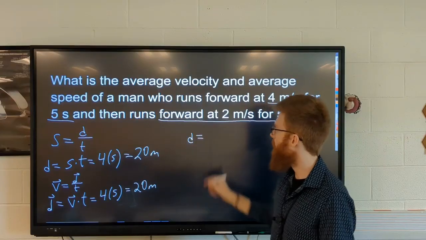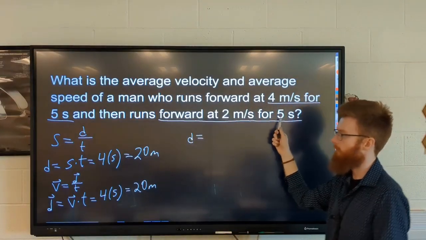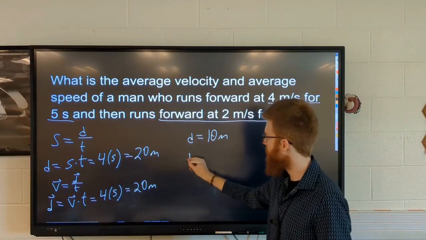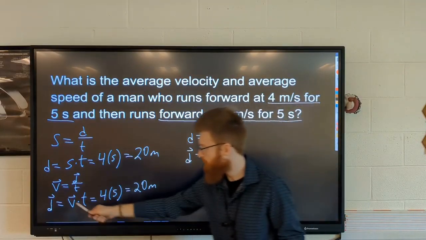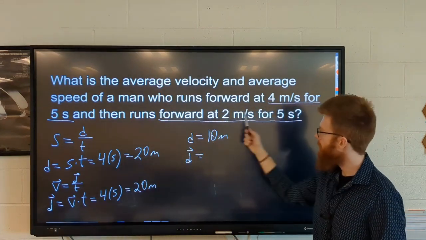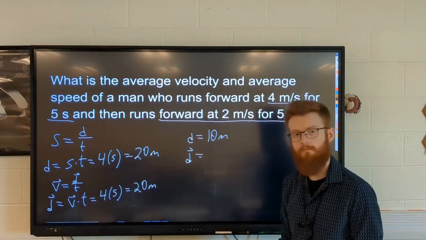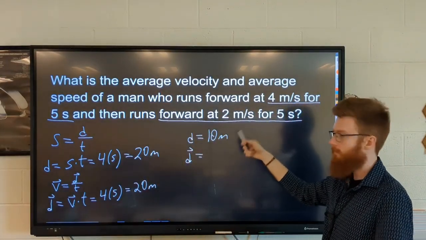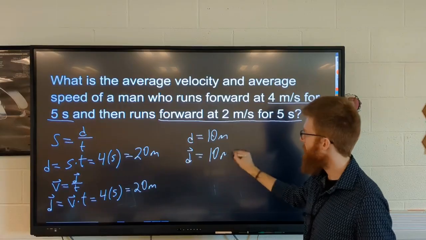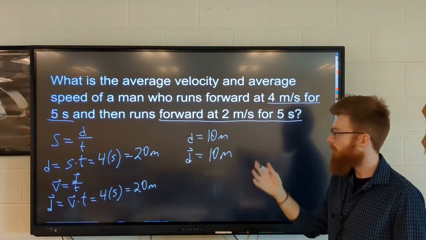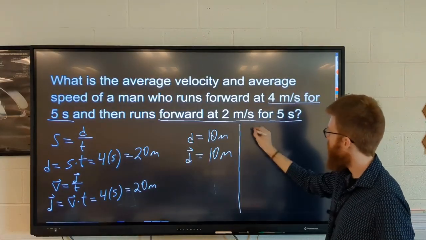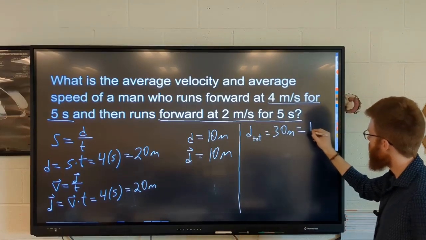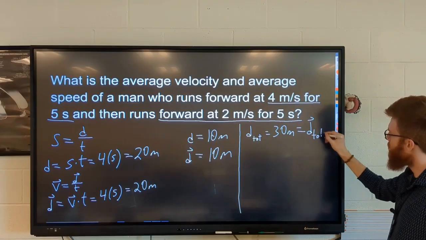To figure out how far that is, we just take our 2, multiply by 5, because that's what our equation here tells us to do. 10 meters. Displacement, same thing in this case. Velocity, 2 meters per second for 5 seconds. That's 10 meters. So in total, his total distance was 30 meters. That also happens to be his total displacement in this case.